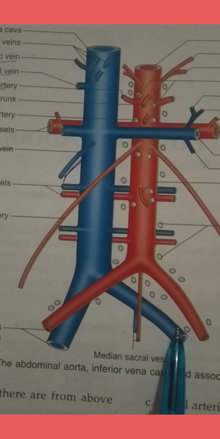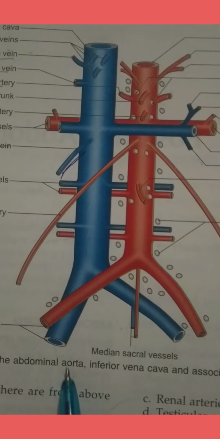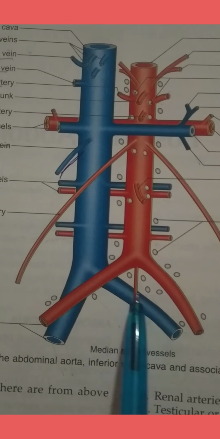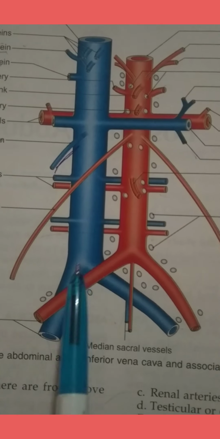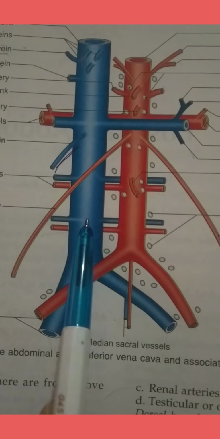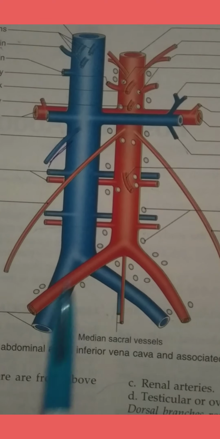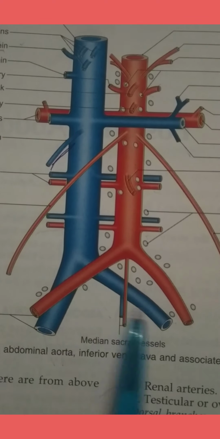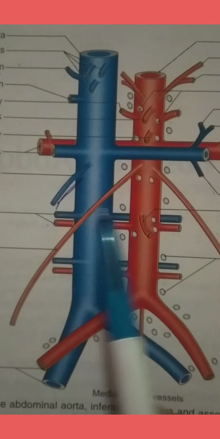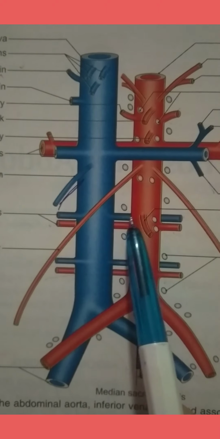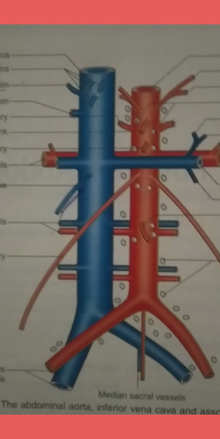Both the right and the left common iliac veins fuse at the level of L5. Then they ascend upward in front of the vertebral column. These common iliac veins receive the iliolumbar veins. Lumbar veins: these are the pair of third lumbar veins on the right side and on the left side, and these are the pair of fourth lumbar veins on the right side and on the left side.